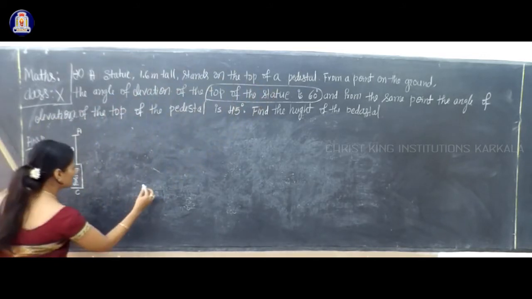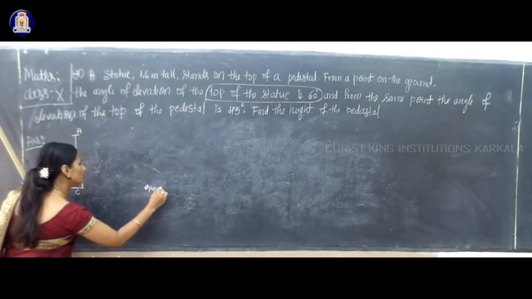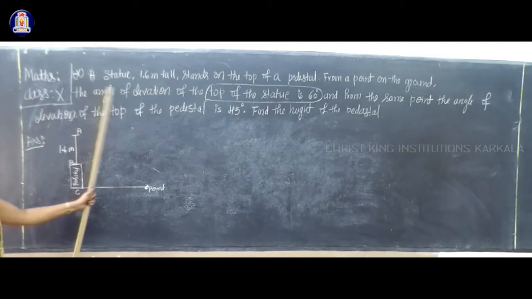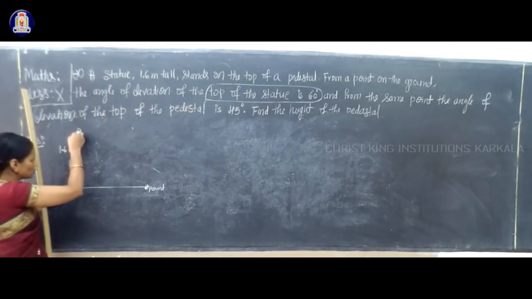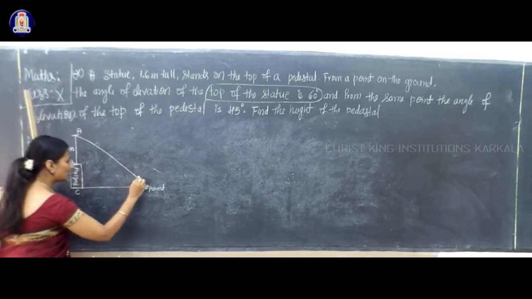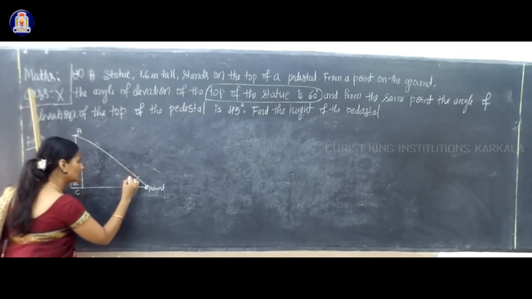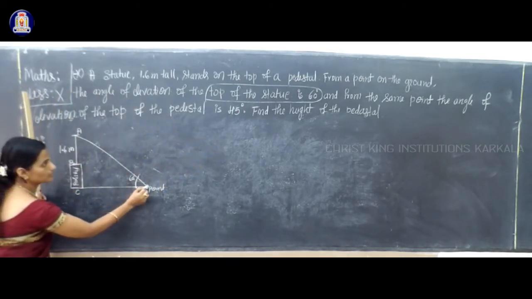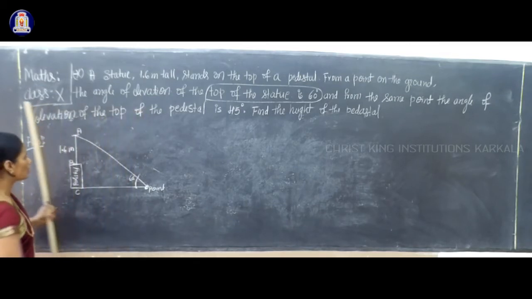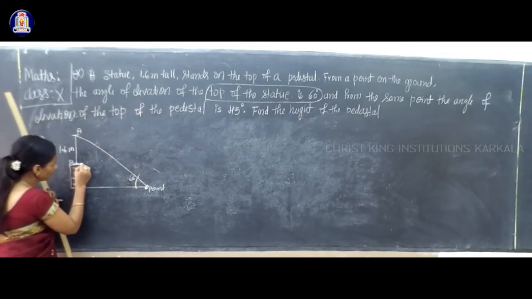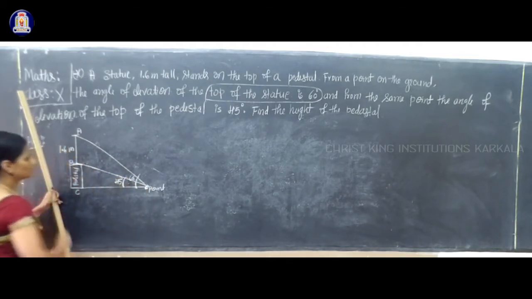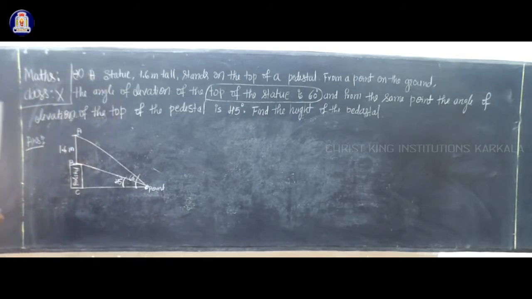From a point. So there is one point. This point means this is your horizontal level, that is ground level. From a point, the angle of elevation to the top of the statue is 60 degree. So this complete angle is 60 degree. And from the same point, the angle of elevation to the top of the pedestal is how much here? 45 degree. Find the height of the pedestal. And height of the pedestal means find BC.